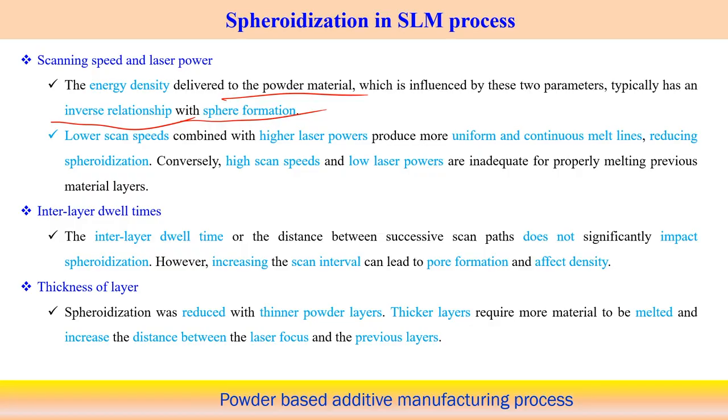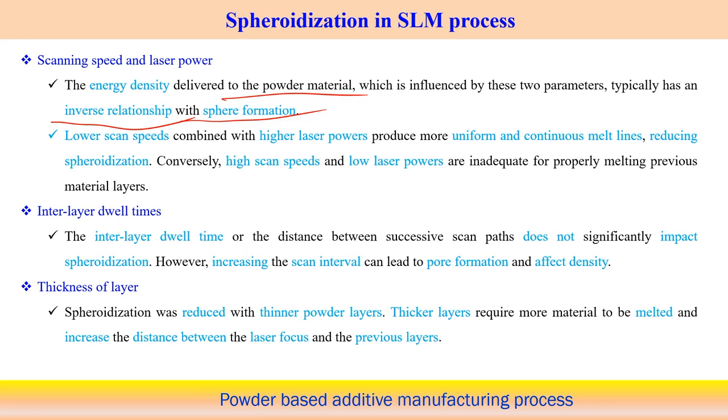Lower scan speeds combined with very high laser power: when the scanning speed is very low and the laser power is high, the energy density is much higher. I can say that the energy input per unit length is much higher in this case. That produces a more uniform, continuous melt, and that actually reduces the spherization effect.